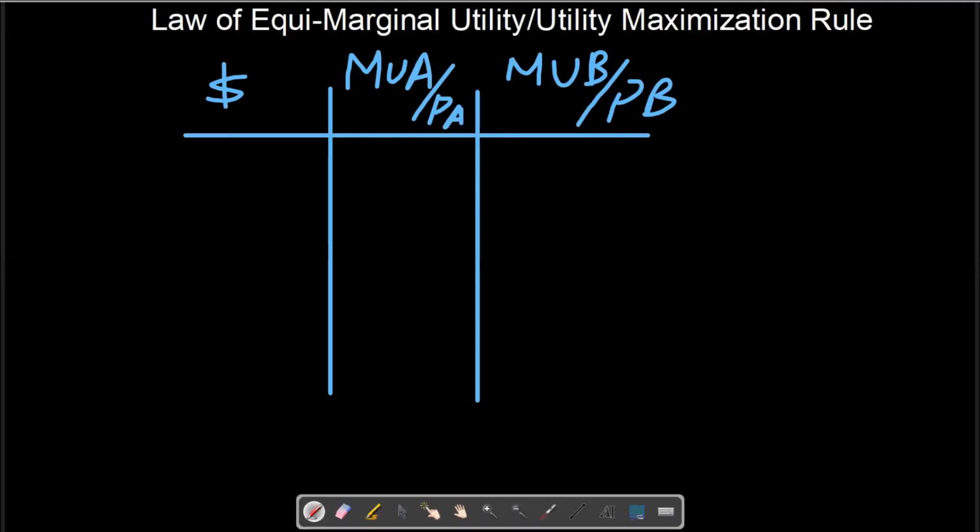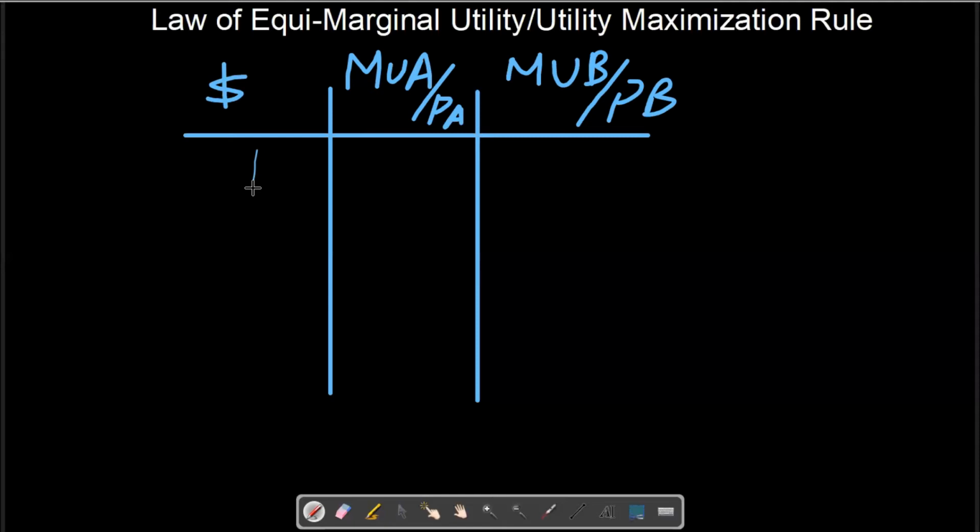This law states that to maximize total utility, the consumer must spend his income on two products in a way that the last dollar spent on each product gives equal marginal utility. So we can further explain it with the help of a schedule. For example, the consumer has $5 income and he can spend his total income on product A, and he can also spend his total income on product B.